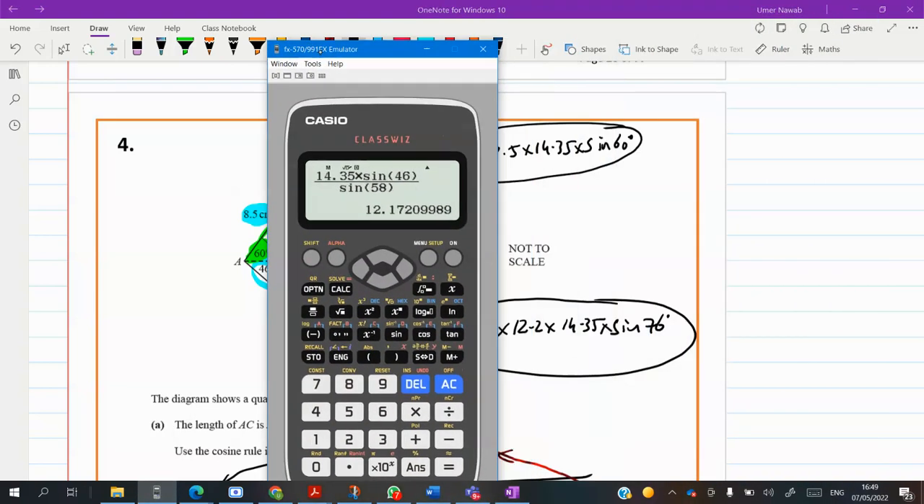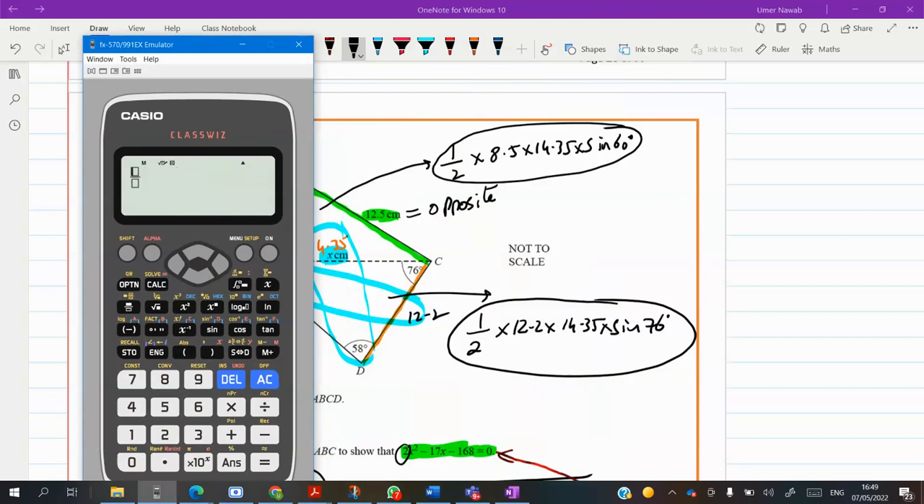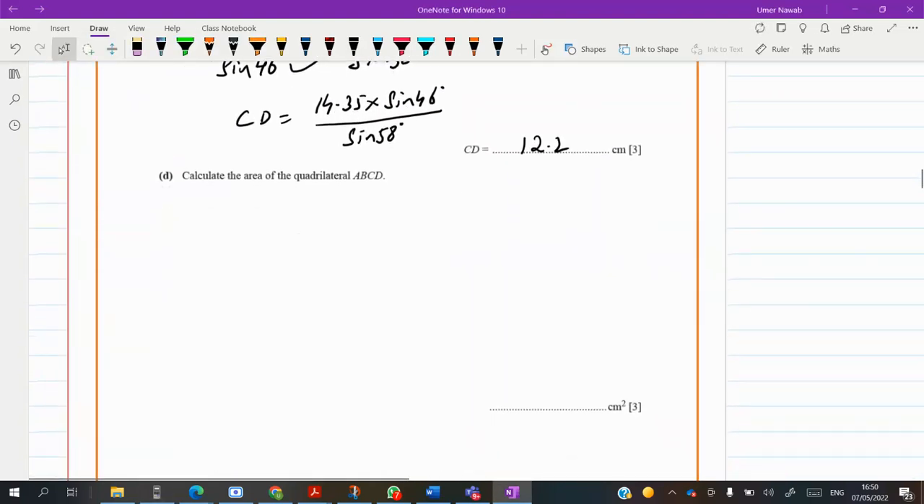Let me write both areas in the calculator and get the final answer. So I write half times 8.5 times 14.35, half times 8.5 times 14.35 times sine of 60, bracket close, plus half times 12.2 times 14.35 times sine of 76. So we got the final answer 137, and 138 is the answer.